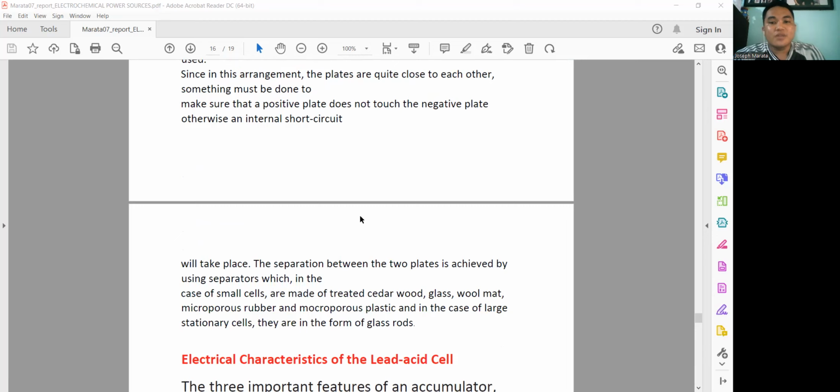The separation between the two plates is achieved by using separators, which in the case of small cells are treated cedar wood, glass, walnut, microporous rubber, and microporous plastic, and in the case of large stationary cells, they are in the form of glass rods.